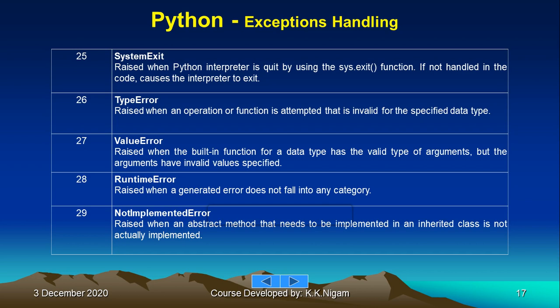Type error: raised when an operation or function is attempted that is invalid for the specified data type. Value error: raised when the built-in function for a data type has the valid type of argument, but the argument has invalid values specified. Runtime error is also quite common: raised when a generated error does not fall into any category. Not implemented error: raised when an abstract method that needs to be implemented in an inherited class is not actually implemented.